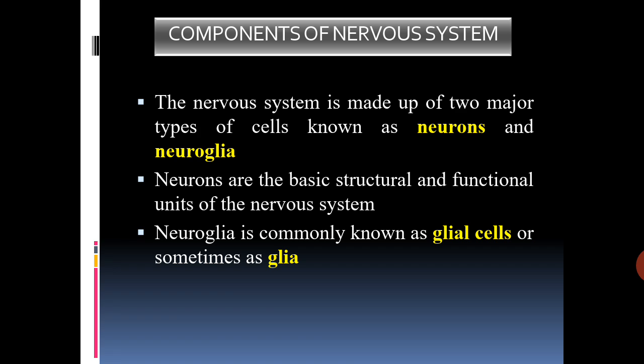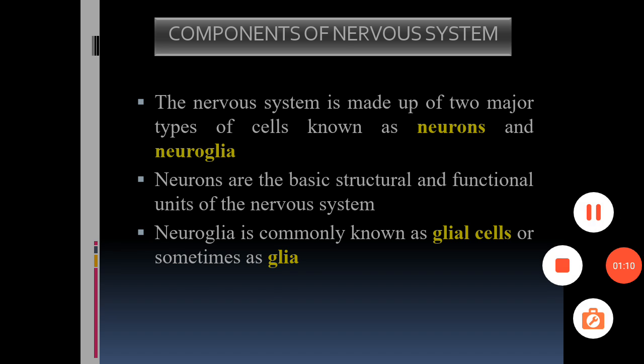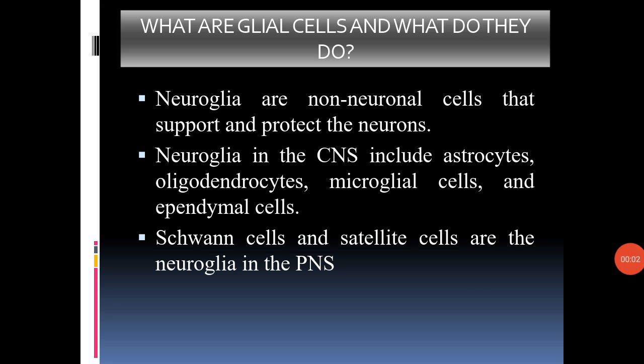Neuroglia is commonly known as glial cells or sometimes as glia, and these are non-neuronal cells. What are glial cells and what do they do? Neuroglia or glial cells are non-neuronal cells. They support and protect the neurons. They provide mechanical as well as structural support to the neurons. Whereas neurons are the basic structural and functional unit of the nervous system. They receive and transmit nerve impulses.